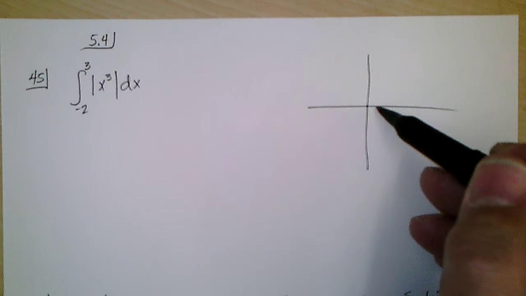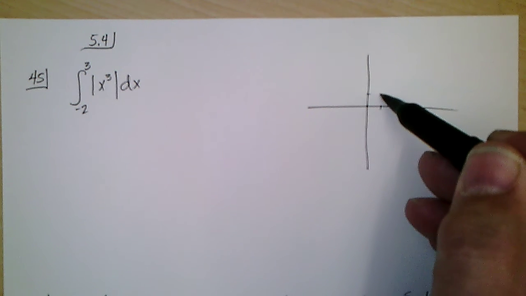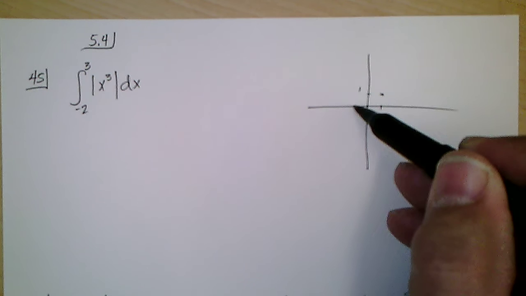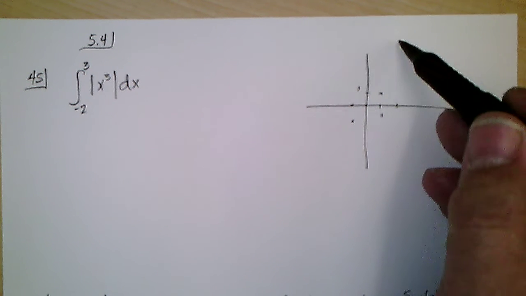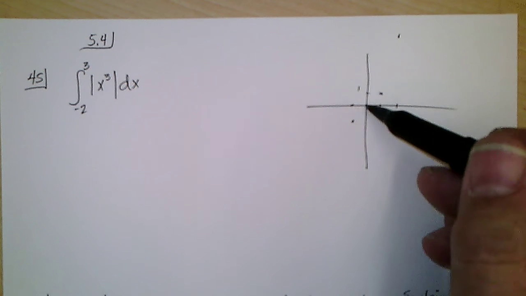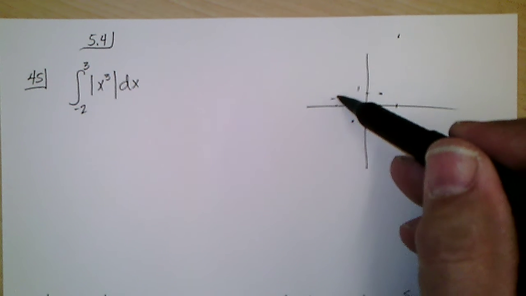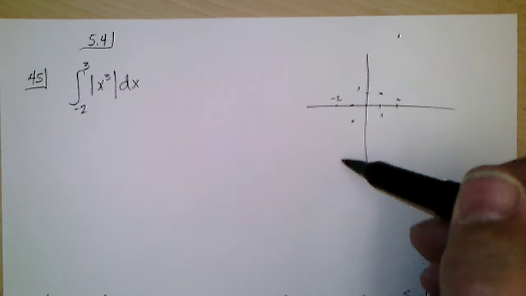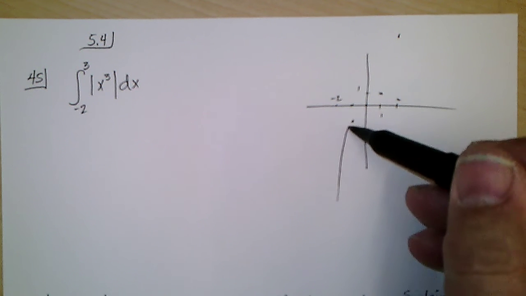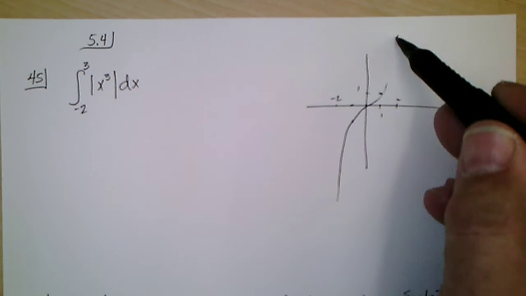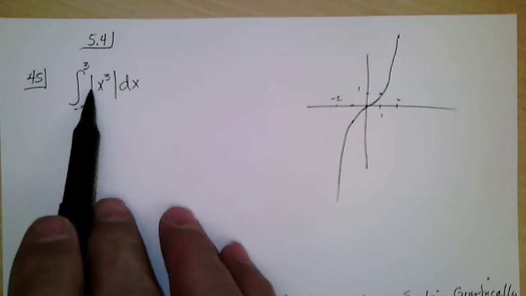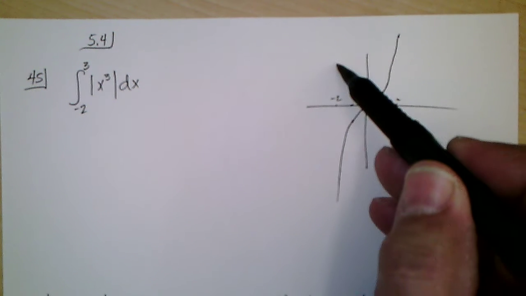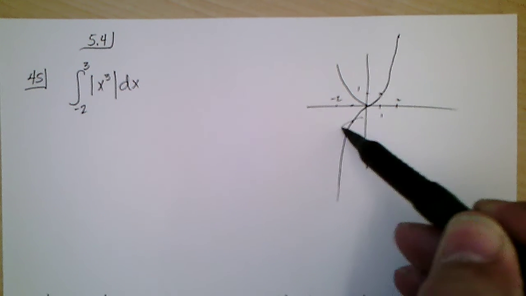0 cubed is 0, 1 cubed is 1, minus 1 cubed is negative 1, and 2 cubed is 8 way up there, and negative 2 cubed would be negative 8, and so it looks something like this. So if we're doing the absolute value of it, it would come down like this instead of down here.